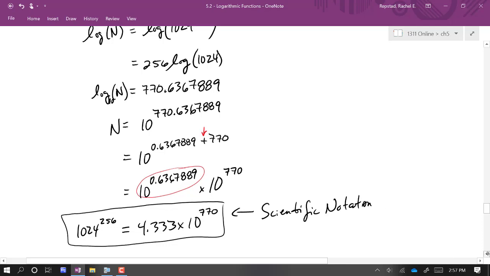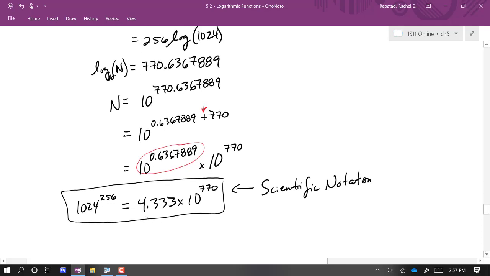So I know the first few digits of this number, 4333, and I know how big it is, times 10 to the 770. So if I were able to write out all the digits, I'd have to move that decimal point 770 spaces to the right.